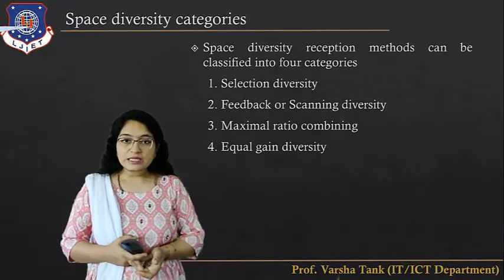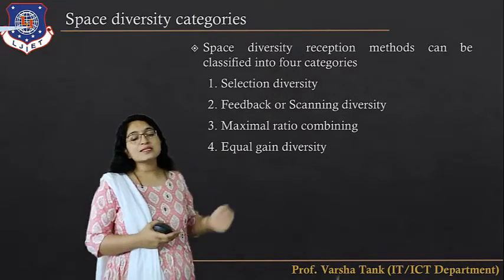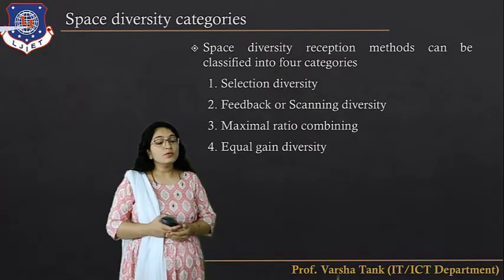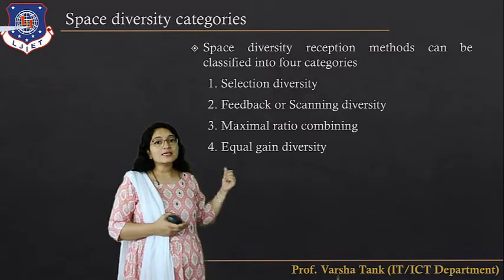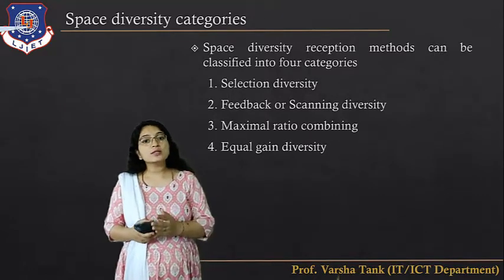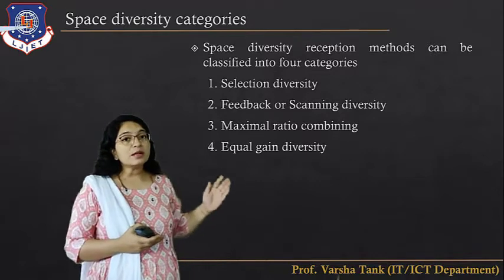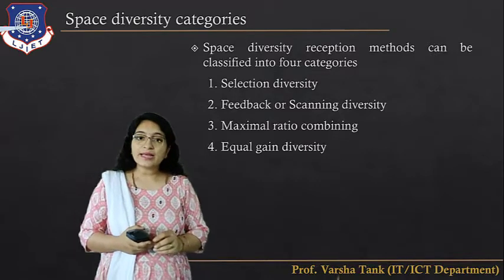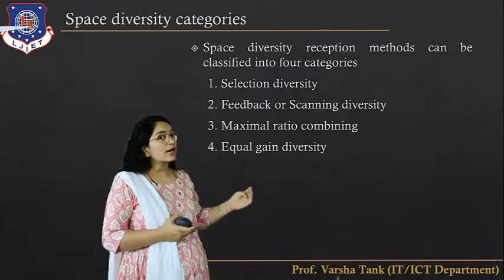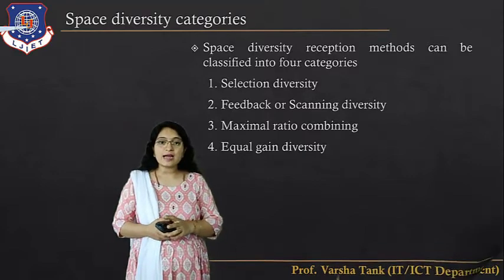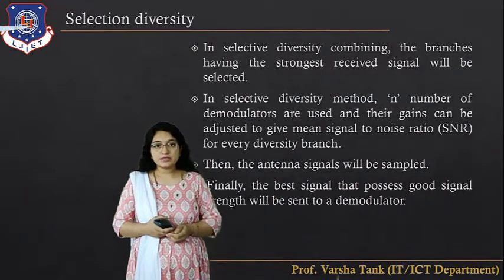Now space diversity reception methods can be classified into 4 categories. Which are the 4 categories? That is selection diversity, feedback or scanning diversity, maximal ratio combining, and equal gain diversity. So these are the 4 types of diversity in space diversity.